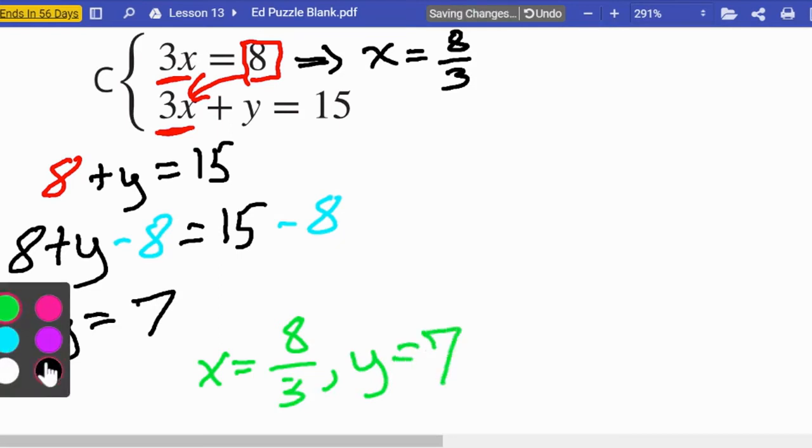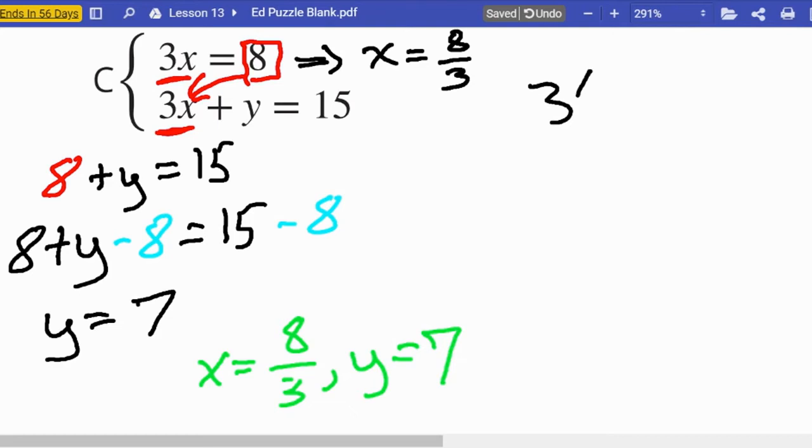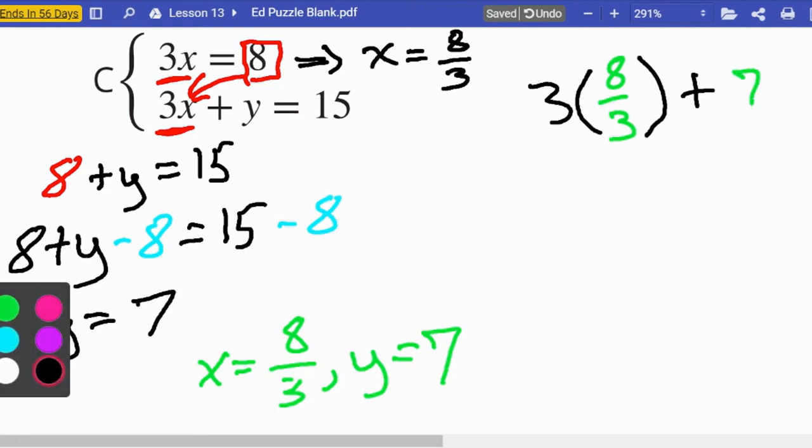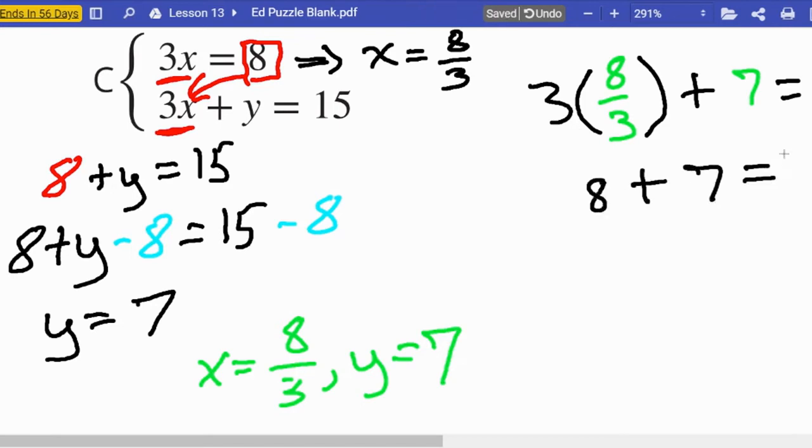But again, we have to go and double check and make sure. So we take our bottom equation here. So 3 times 8/3 in for x plus 7 for y is equal to 15. We're left with 8 plus 7 is equal to 15. 15 is equal to 15.